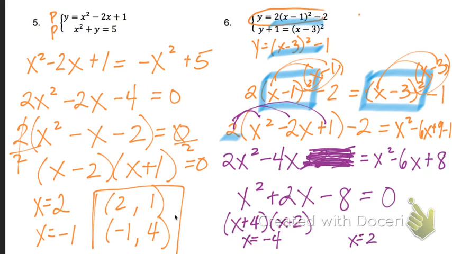So negative 4 comma something and 2 comma something. I'm going to give you a second to plug those into one of the equations, doesn't matter which one, and find it, because you're going to get a big old number for one of them. Okay, good. Any questions about this?